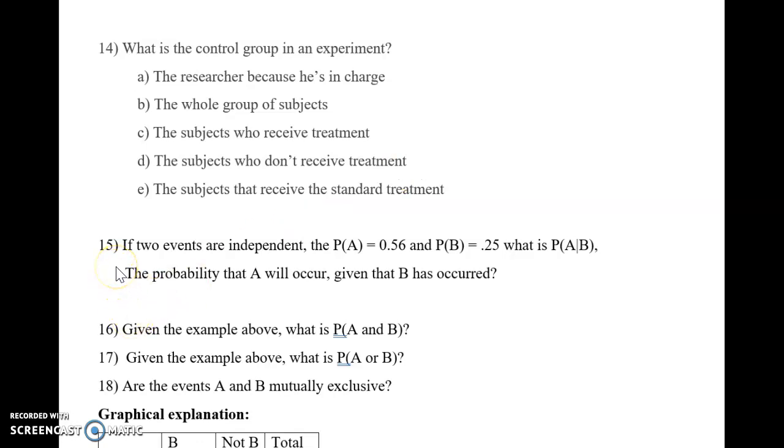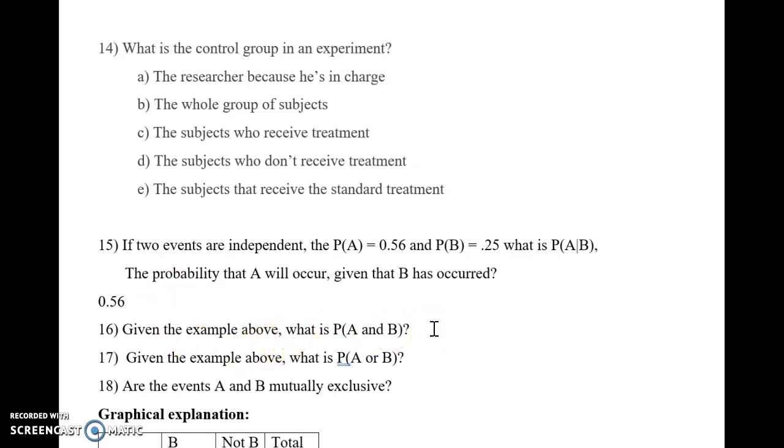Number 15, if two events are independent, the probability of A equals 0.56, probability of B is 0.25. What is the probability of A given B? That's what this A with a bar B means. The probability that A will occur given that B has occurred. Okay, well, if they're independent, that means that whatever happens to B is going to have no effect at all on A. So if the probability of A is 0.56, then the probability of this is also 0.56.